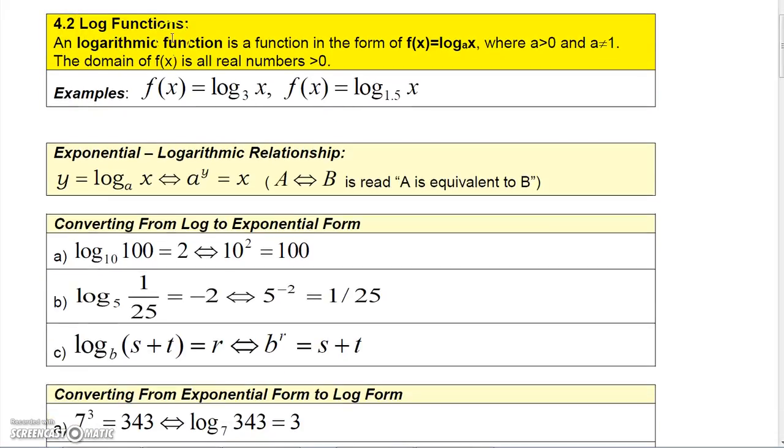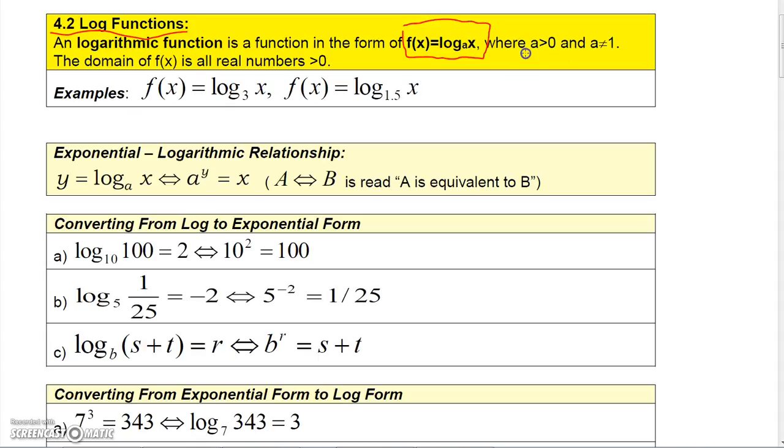In this section, we're going to talk about log functions, or logarithmic functions, or you could say logarithm functions. Basically, a log function would be in the form f of x equals log of x base a. A is called the base of the log, and x we can call the argument of the log.